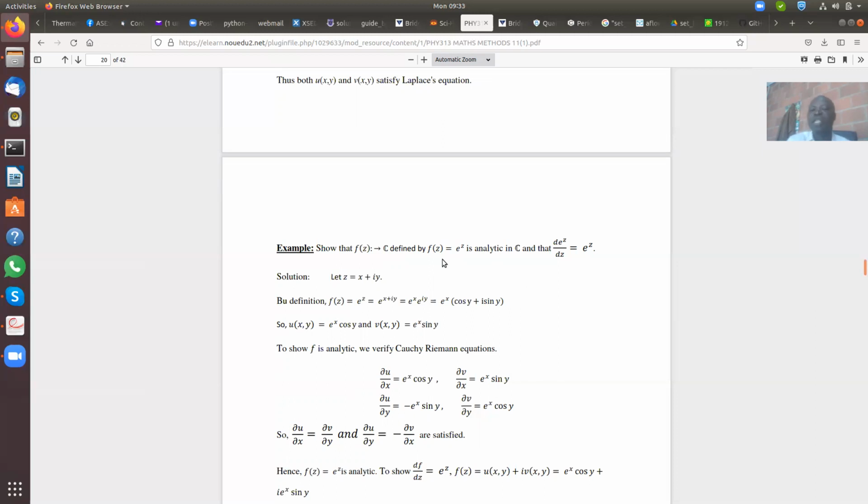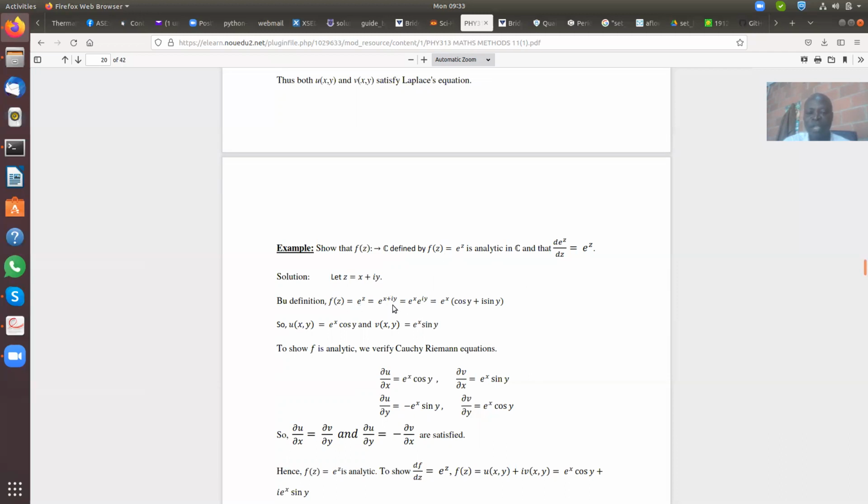And how do we know if it's analytic? It must satisfy the Cauchy-Riemann equations. Now we know that z can be written as x plus iy. So if z can be written as this, what we just need to do is substitute this here. Then we have our f of z equal to this now.